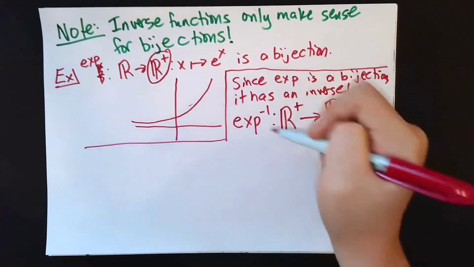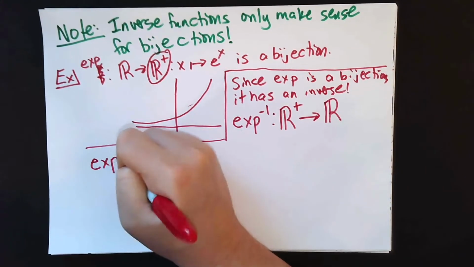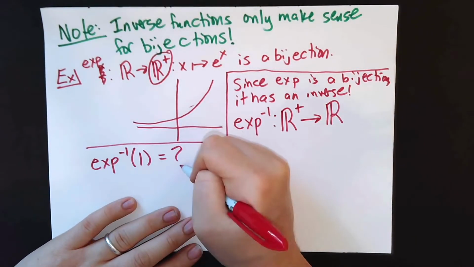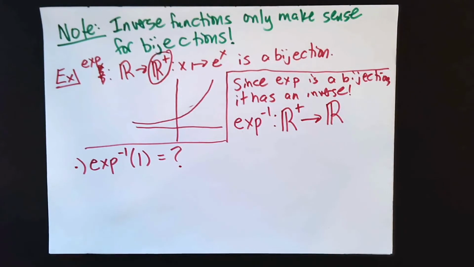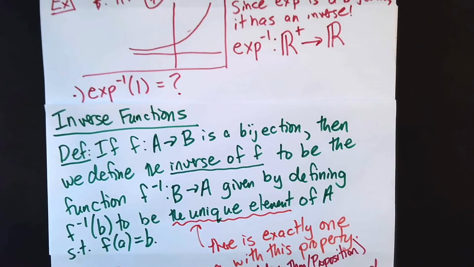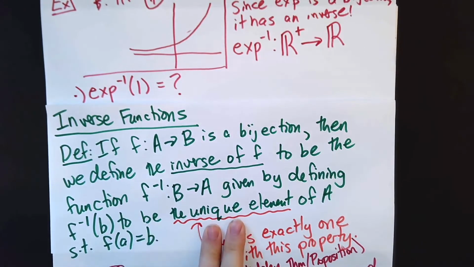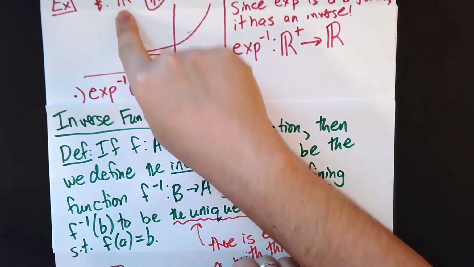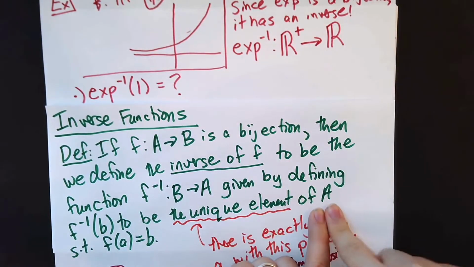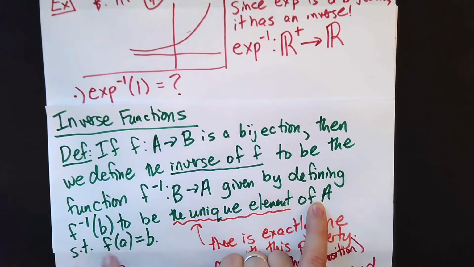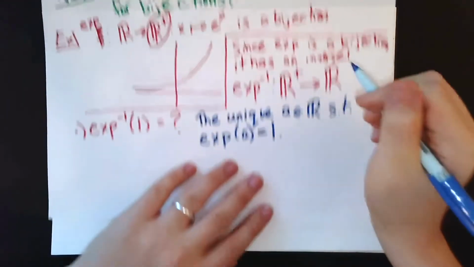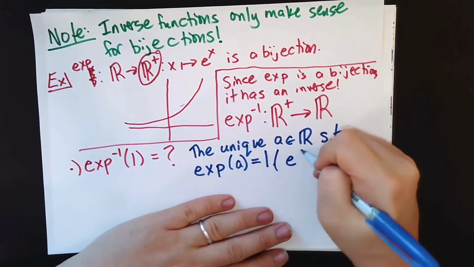So let's try and figure out what exp inverse of, say, 1 is. 1's a real number, why not? So let's look at this next to our definition. So exp inverse of 1 is supposed to be the unique element of A, which remember is R here. It's supposed to be the unique element of R such that exp of A is 1. Or, if you want, that's just saying e to the A is equal to 1.